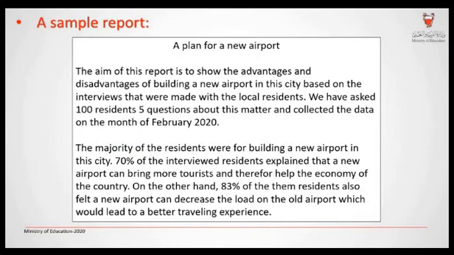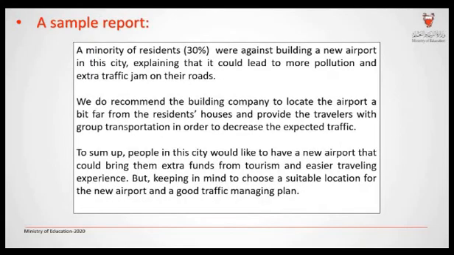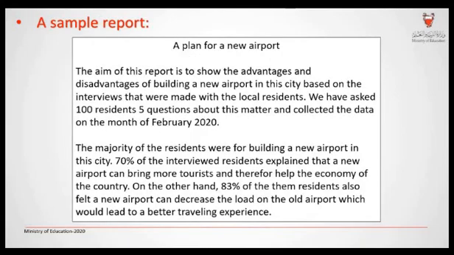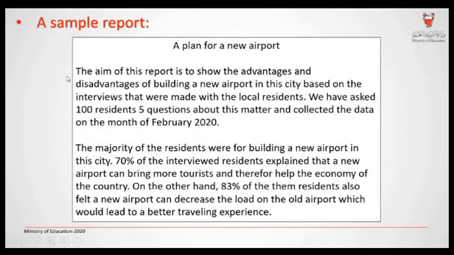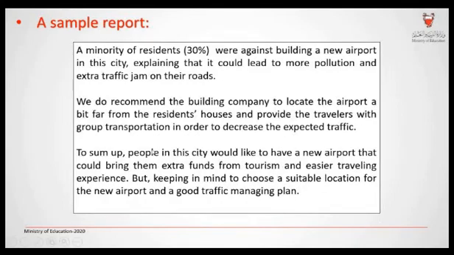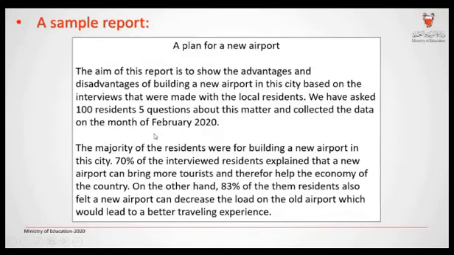Now you have a sample report. This is a plan for a new airport. All right. As you can see, it is dissected into different sections. If you can see the mouse hovering here, this is paragraph 1, paragraph 2, 3, 4, and 5.